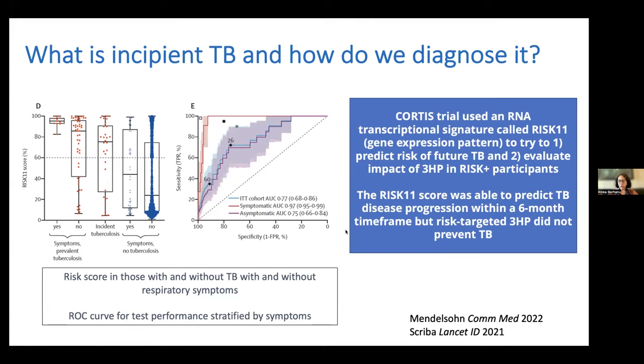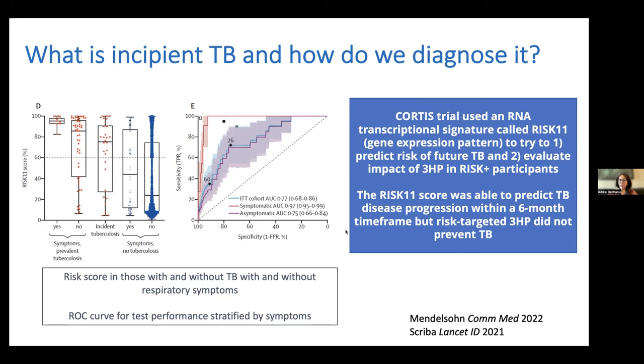And then the blue dots are people who don't have TB, but stratified by whether or not they had symptoms of a respiratory infection. So you can see that if you had TB at the time that your score was tested and you were symptomatic, everybody is up at the top there, clustered in a very low range. So these scores definitely are positive in people who have proven symptomatic microbiological TB.